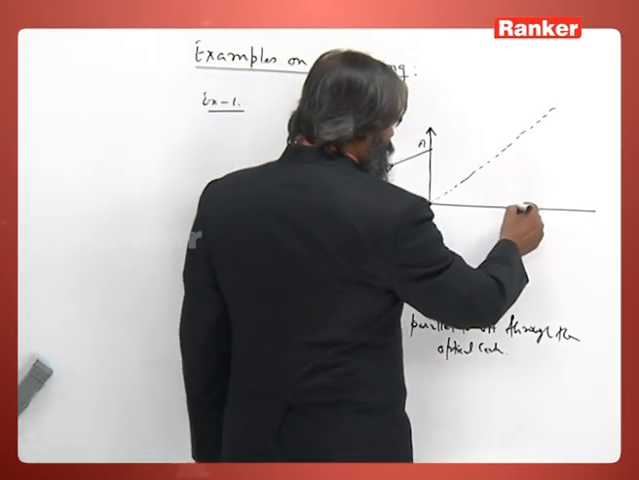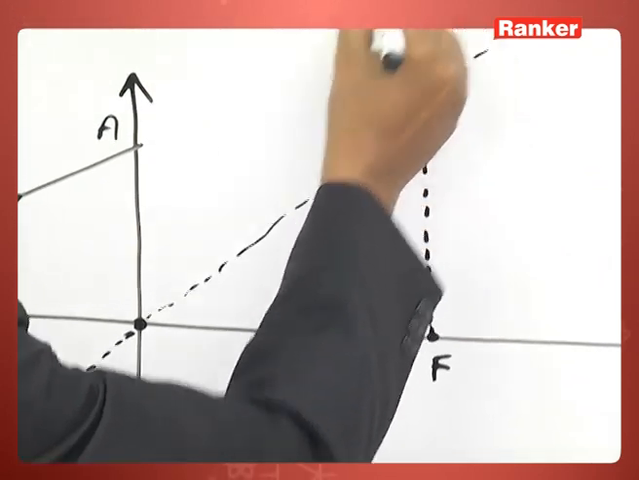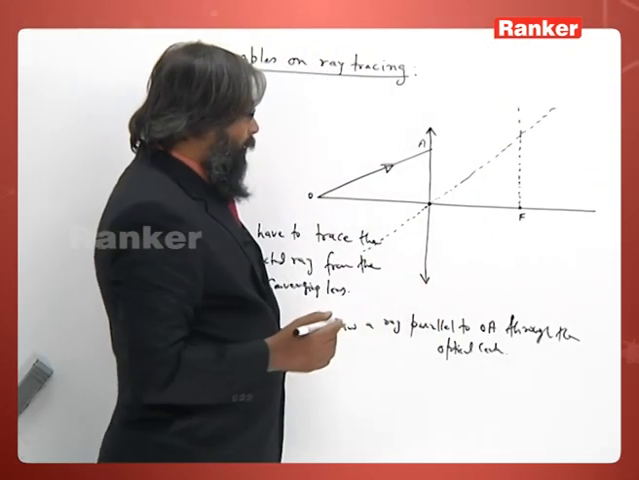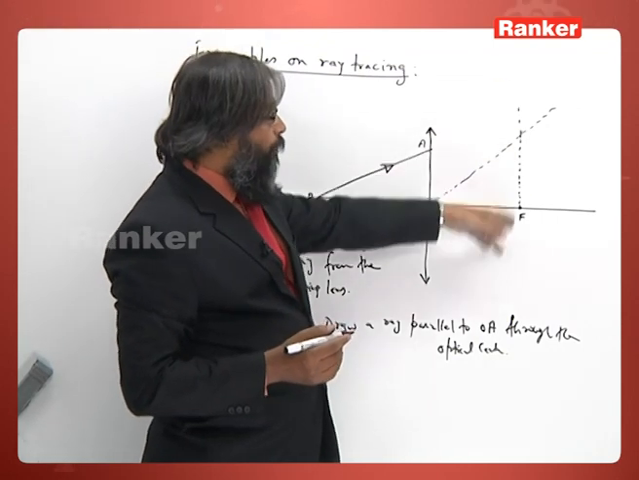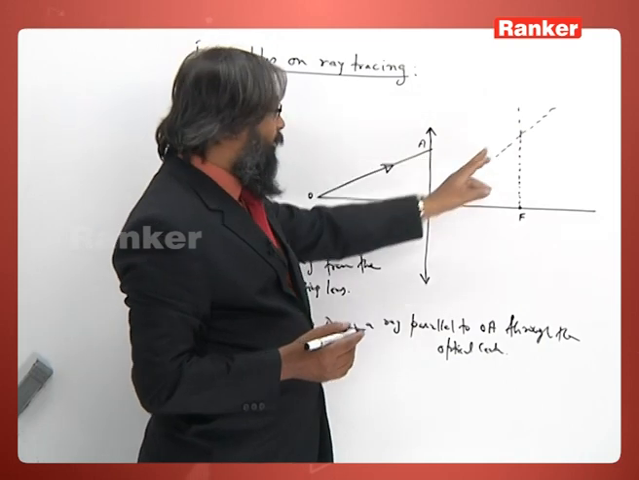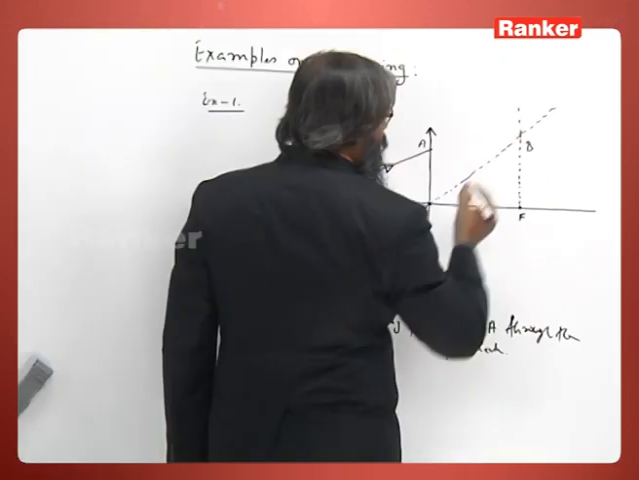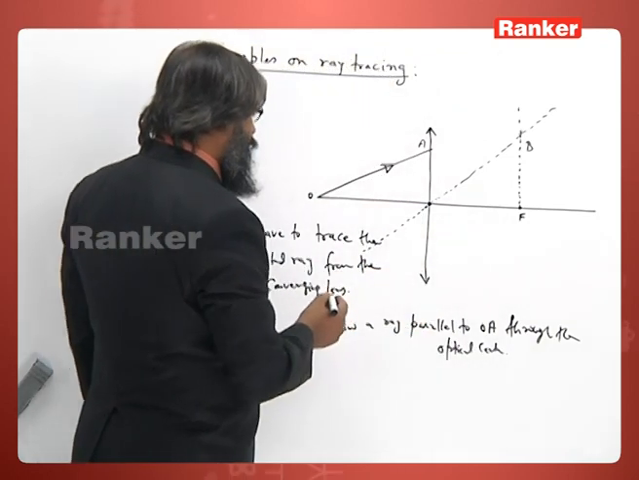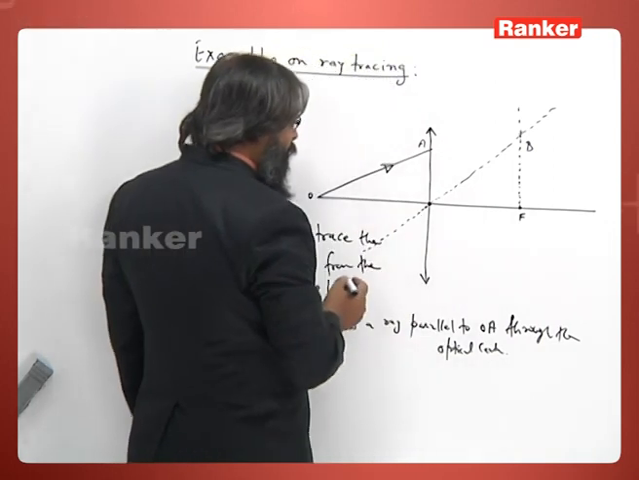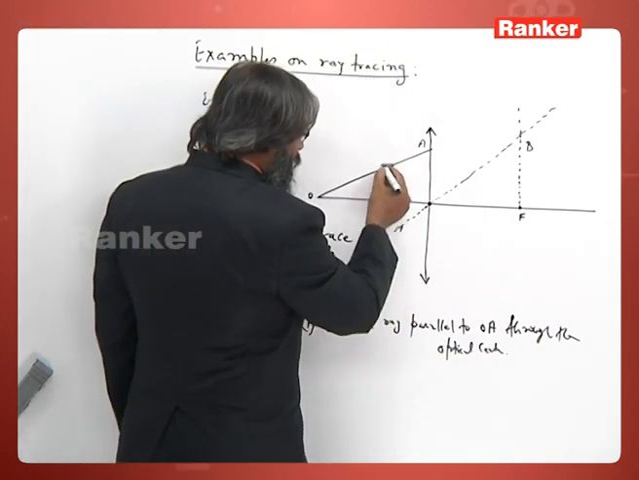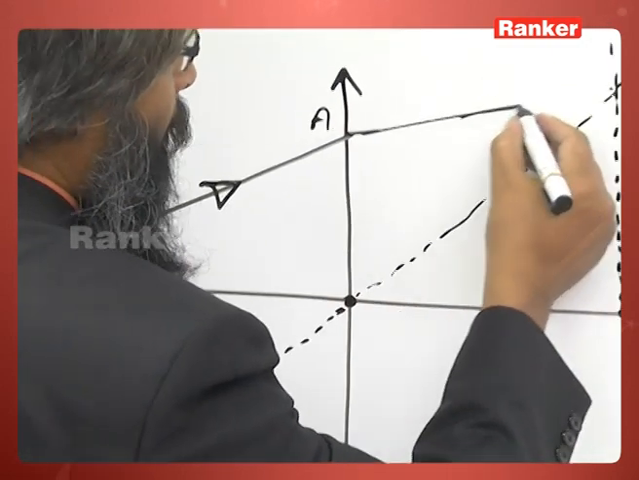Next, this is the focus. So this is the focal plane. So next, determine the point B at which this line and this focal plane meet. That means these two rays must meet at the focal plane. Next property will be used.